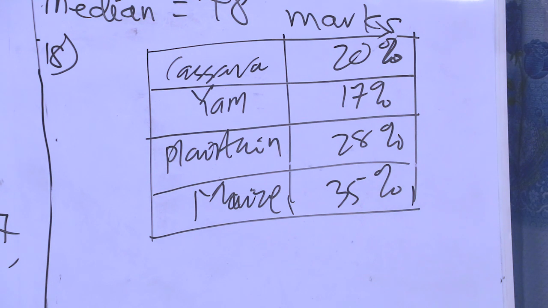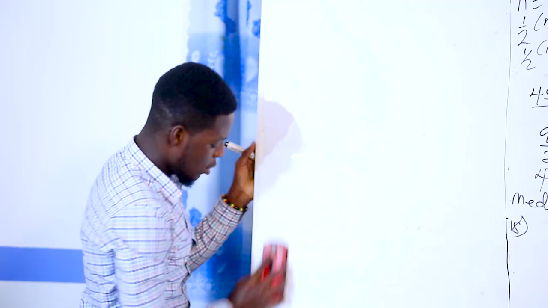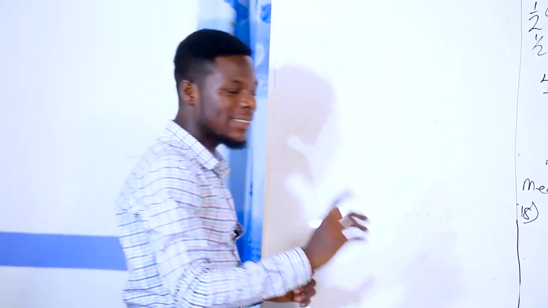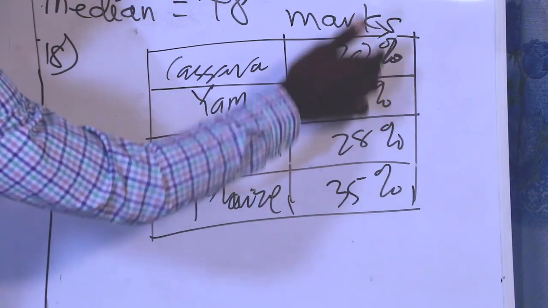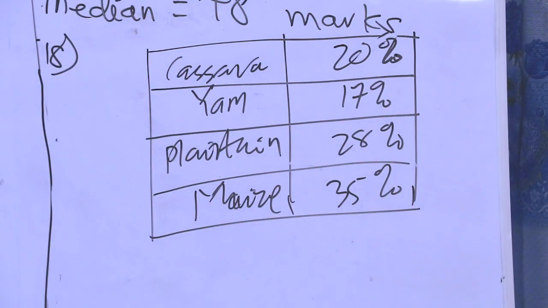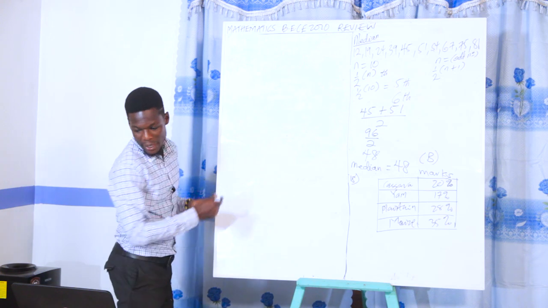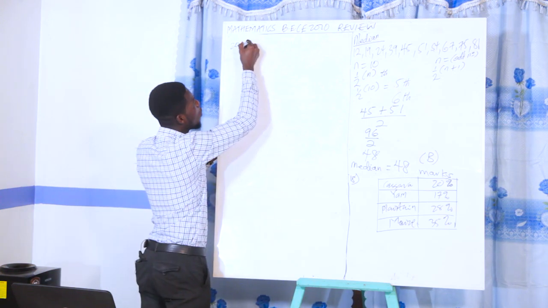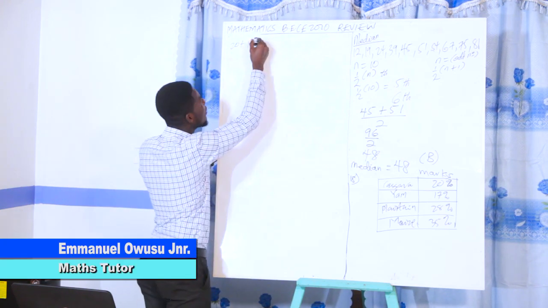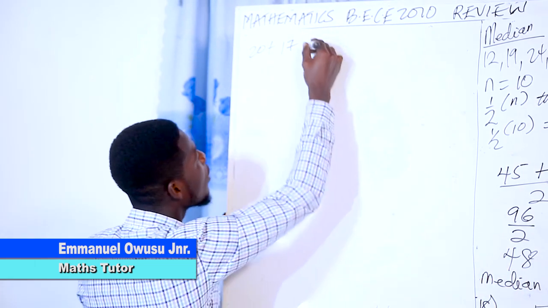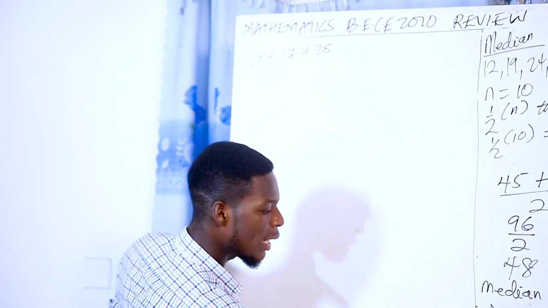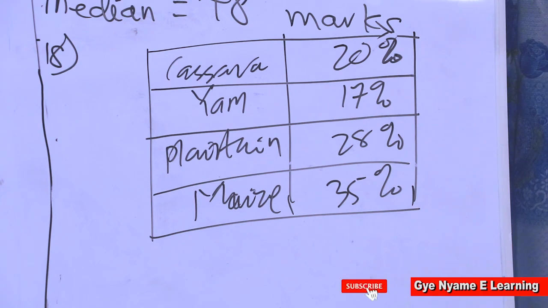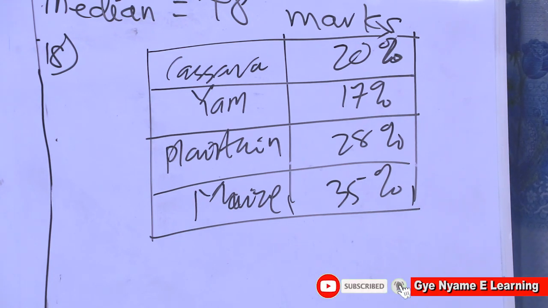The value of the angle of sector for maize. So take note that this is the total, and always the total should be giving you 100. The pie chart is drawn from the data in the table given. So we have 35, let's find out. 20, that's for cassava. 17, that's for yam. 28, that is for plantain. And 35 for maize. We can do it here vertically.